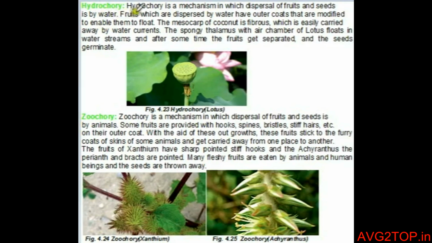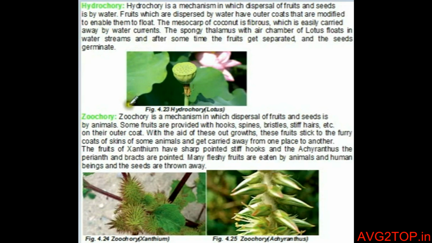Hydrochory. Hydrochory is the mechanism by which dispersal of fruits and seeds is by water. Fruits dispersed by water have outer coats that are modified to enable them to float in the water. For example, the coconut is fibrous, which is easily carried away by water currents. And the spongy thalamus of lotus floats in the water streams, and after some time the fruits get separated and the seeds begin to germinate.